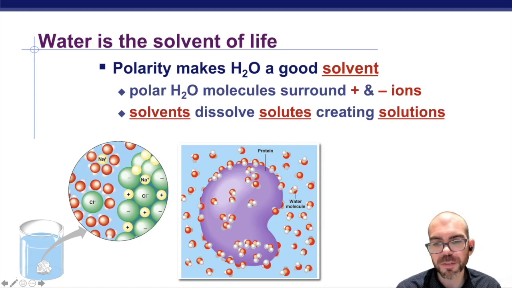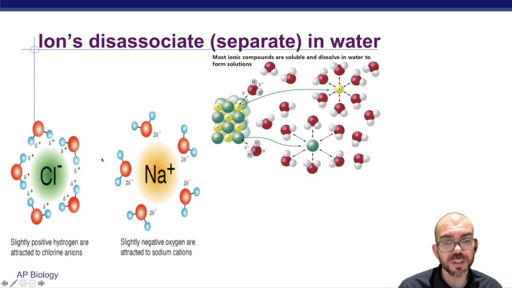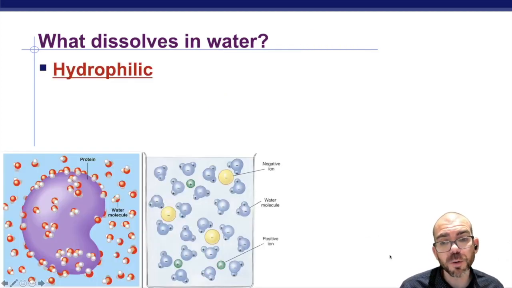The negative regions of the oxygen are able to grab that atom and move it away. This is what causes things to dissolve in a solution. So just to remind you again, water is the ideal solvent because it's able to disassociate solutions in water. Now, not everything dissolves in water.